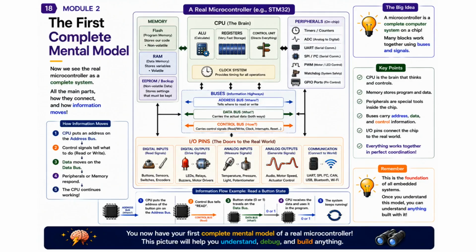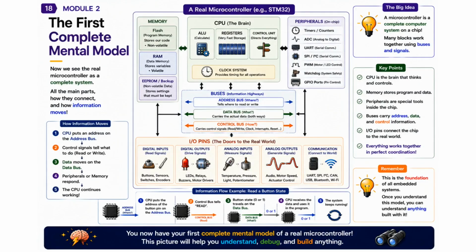Finally, the I/O pins connect the microcontroller to the outside world. Digital inputs receive signals from buttons, switches, sensors, and encoders. Digital outputs drive LEDs, relays, buzzers, and motor controllers. Analog inputs measure temperature, pressure, light, and other real-world quantities. Analog outputs generate signals for audio and actuator control. And communication interfaces connect the system to computers, networks, and other intelligent devices.